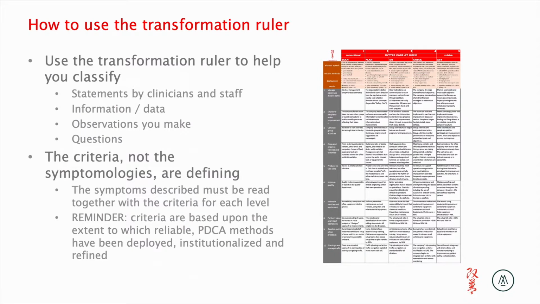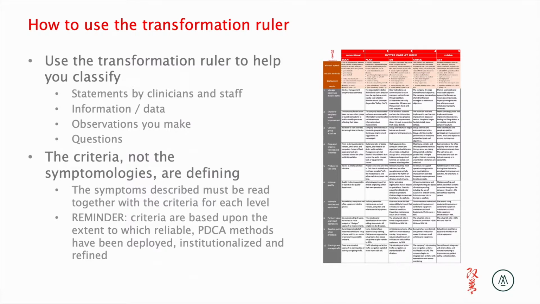In raising these questions, it's important to keep in mind the transformation ruler. The transformation ruler is a document which maps 10 control points against 5 levels of development and describes for each intersection of control point and level a certain symptomology, things that we can look for as evidence that the organization is at a level 1, a level 2, a level 3, 4, or 5.